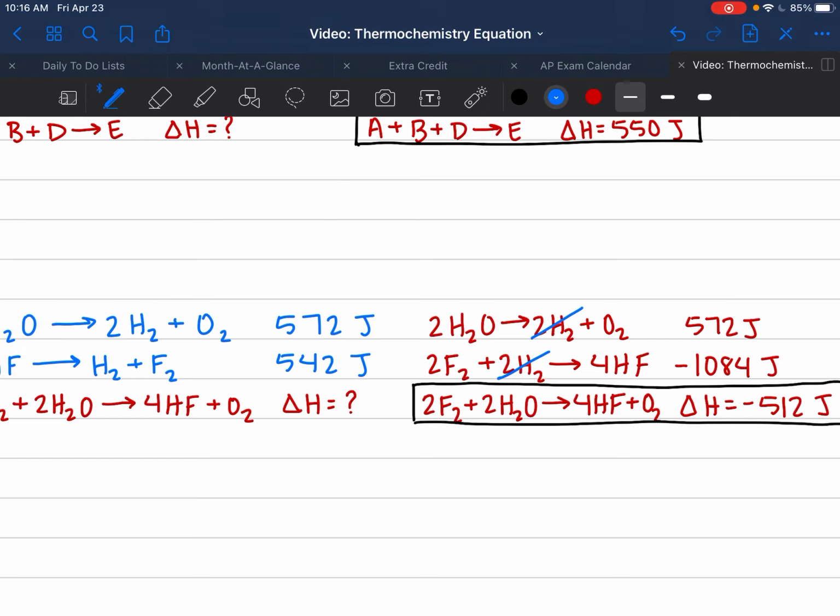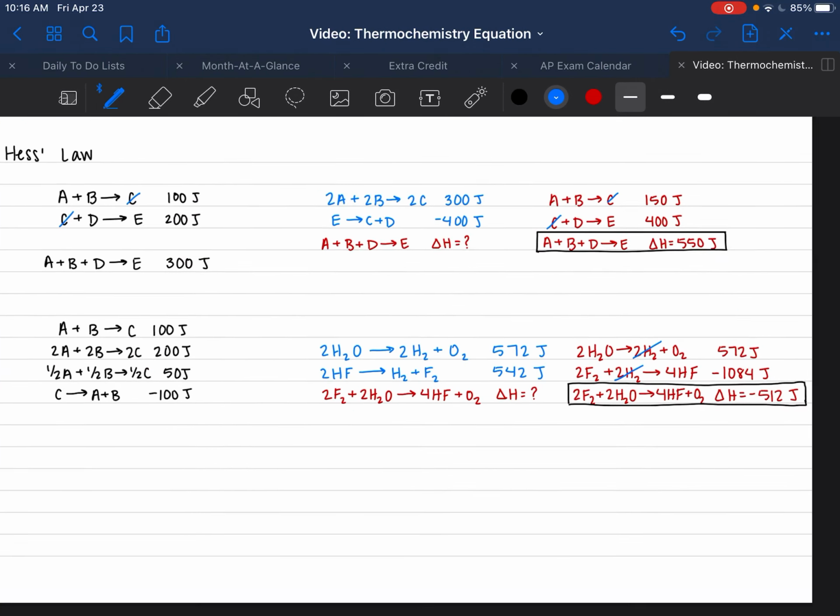And then I just add them up. 572 joules for that first enthalpy minus 1084 joules will give me a negative 512 joules. So notice this is a negative enthalpy. We are going to be releasing that energy. It is exothermic. That energy is exiting the system.